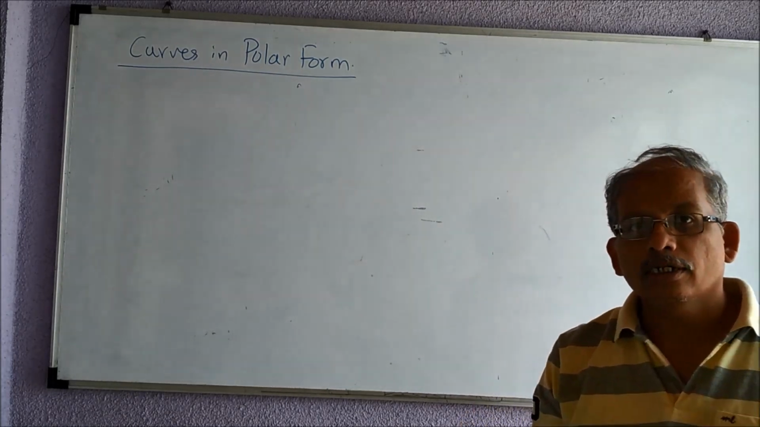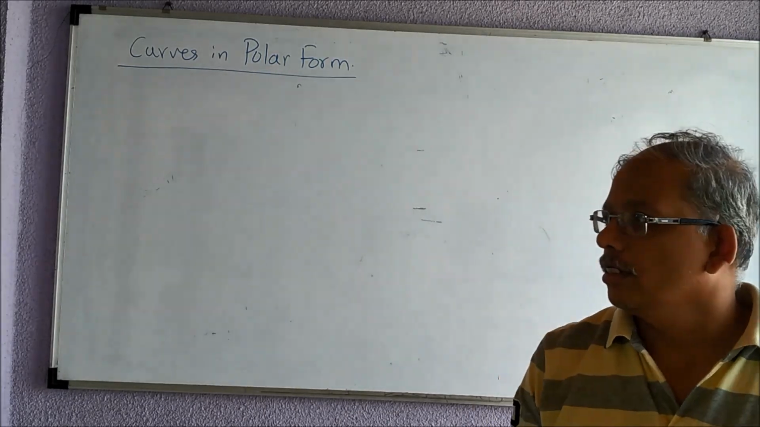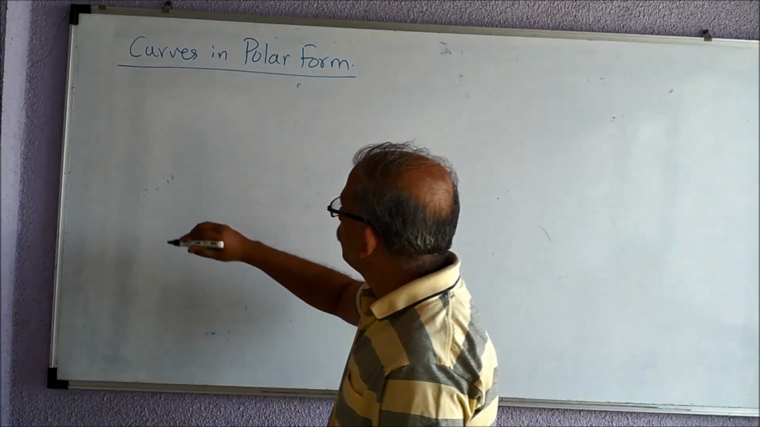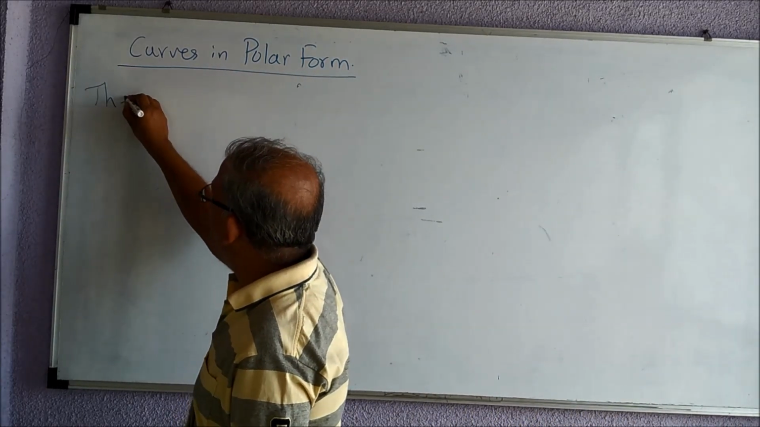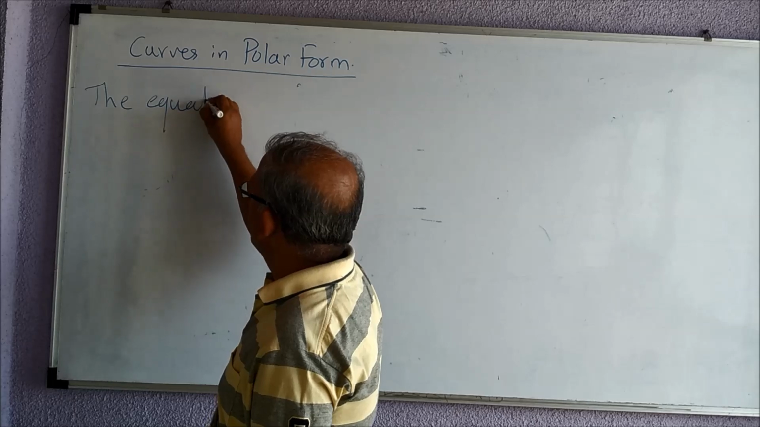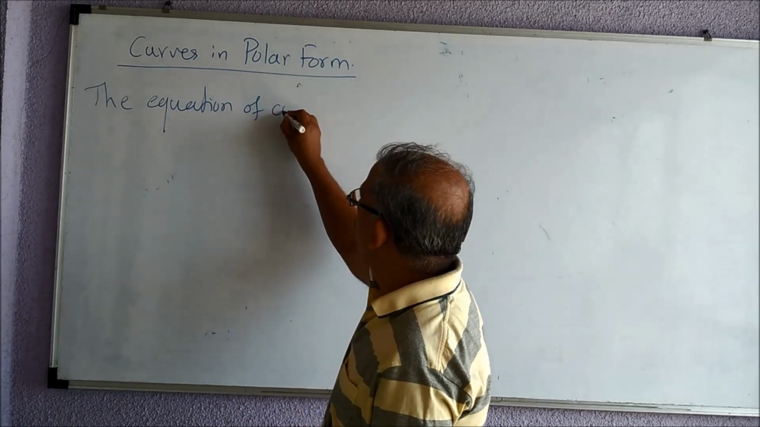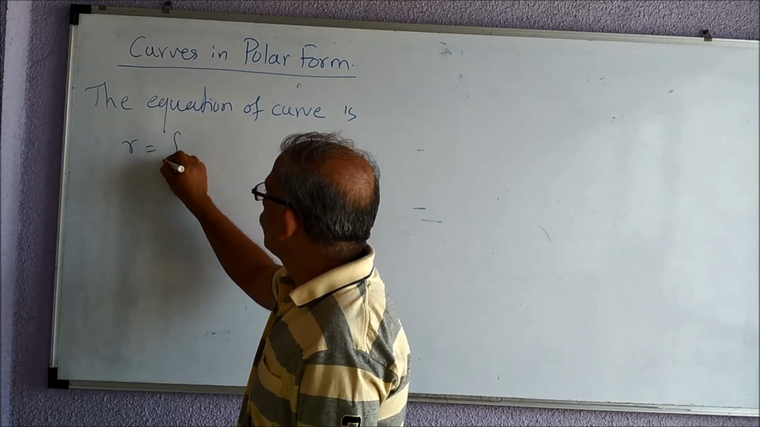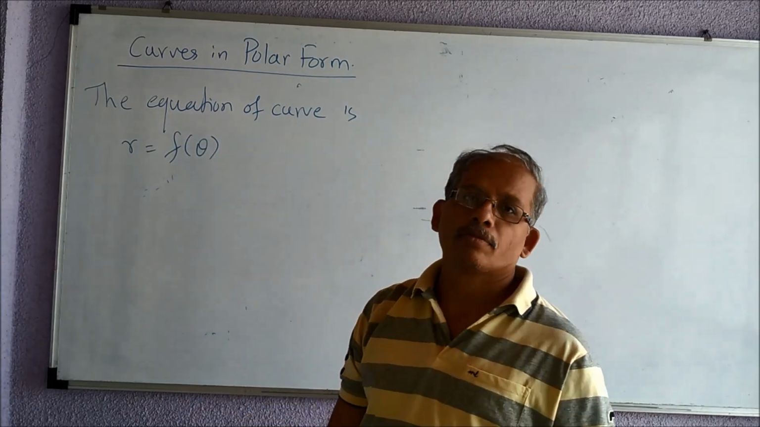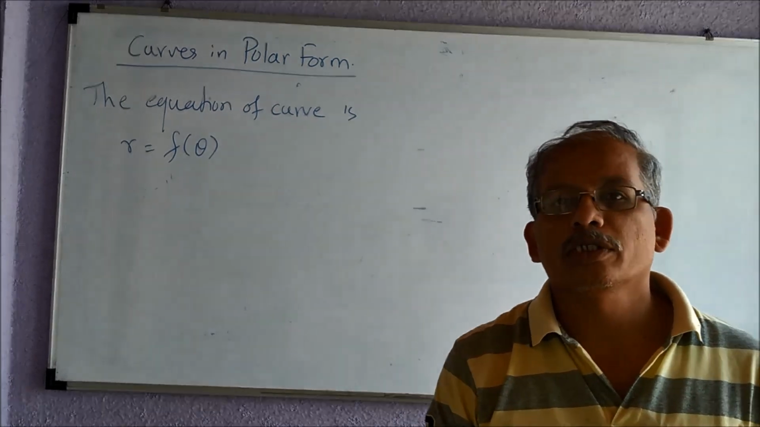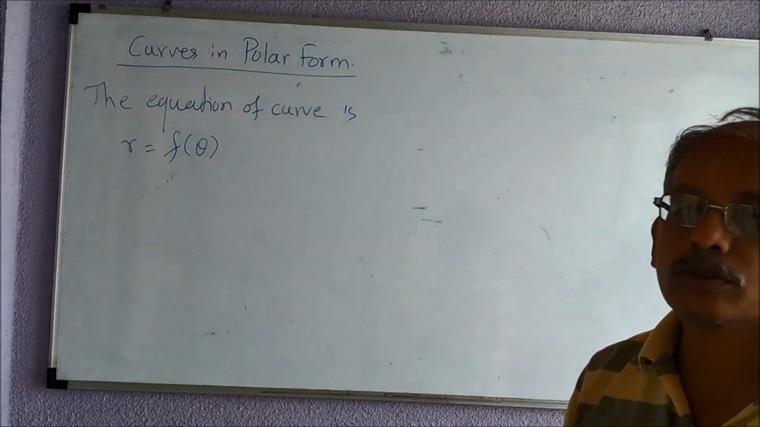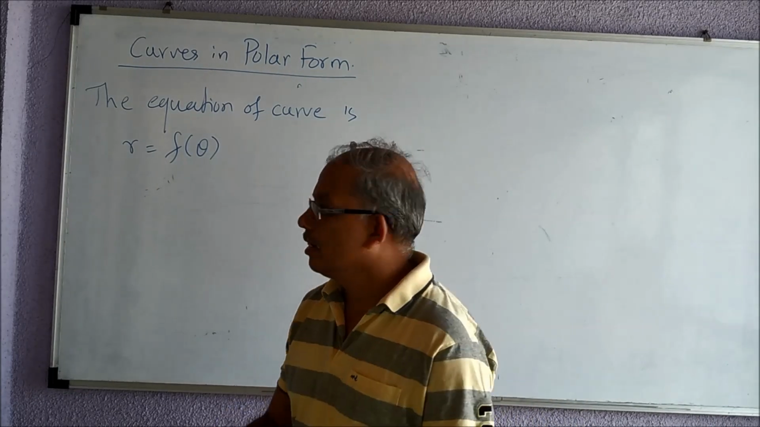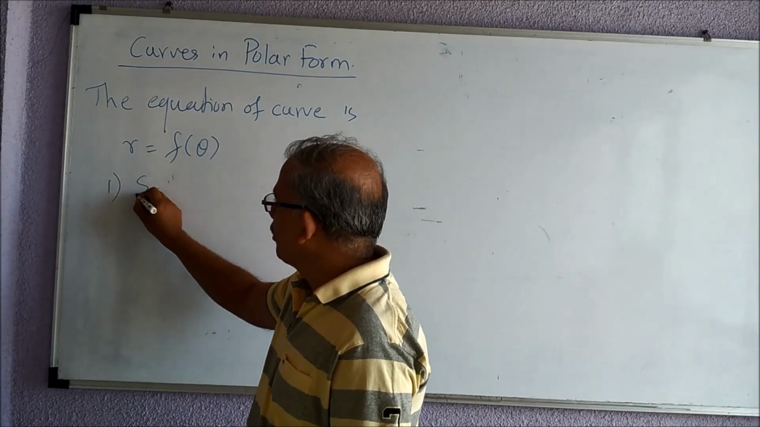Basically here r is a function of theta. So in polar form, the equation of the curve is r equal to f of theta, so r depends on theta. This is the kind of equation you will have. Then we will go in the usual way. So first point, symmetry.